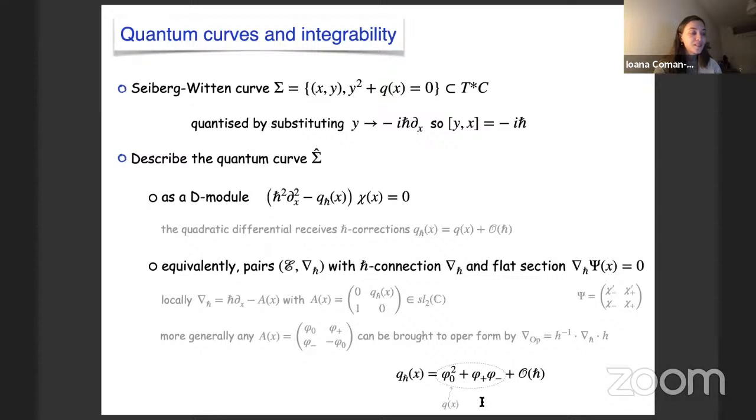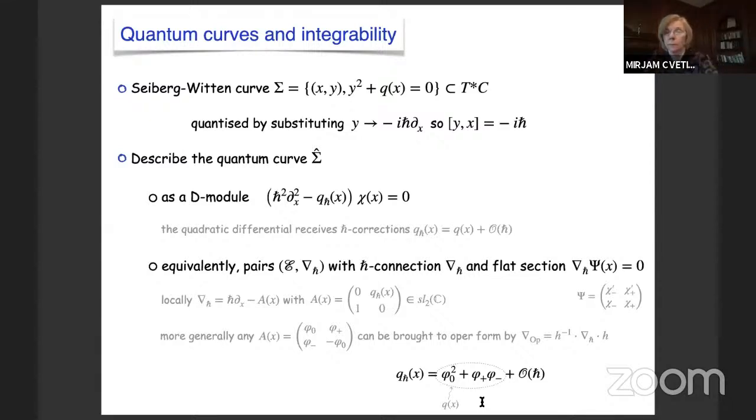Yes? Okay. Will you consider only differential equations or difference as well, like the quantum curve belongs to C star cross C star? Just differential equations for now. I will come back to possible generalizations right at the very end, but for now, just. Okay, thank you.